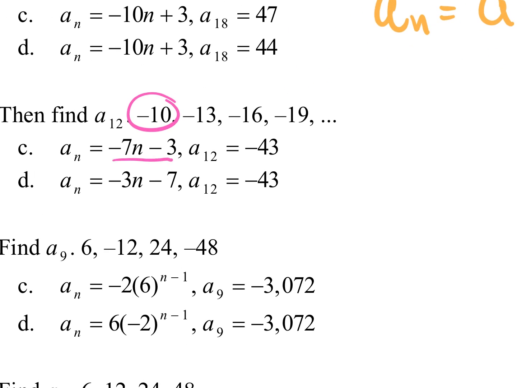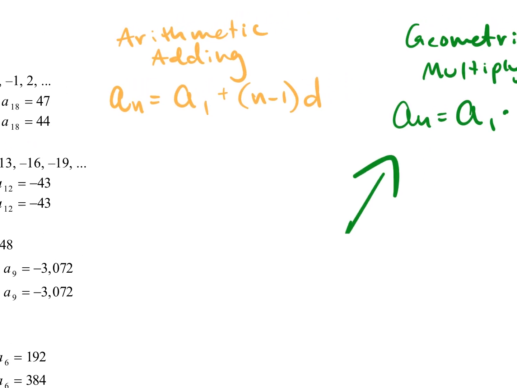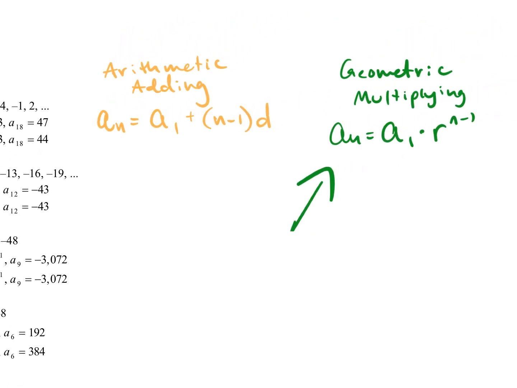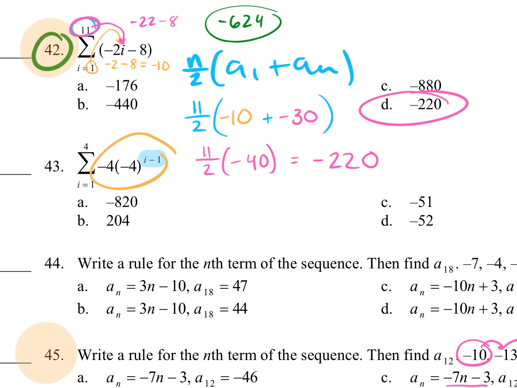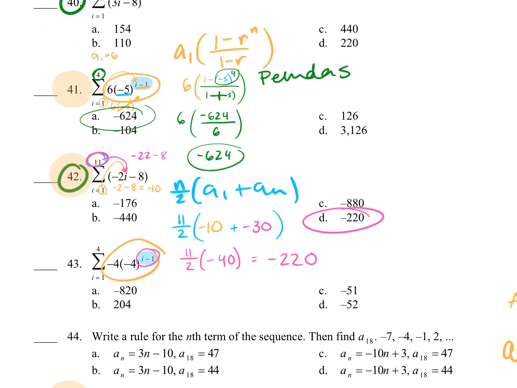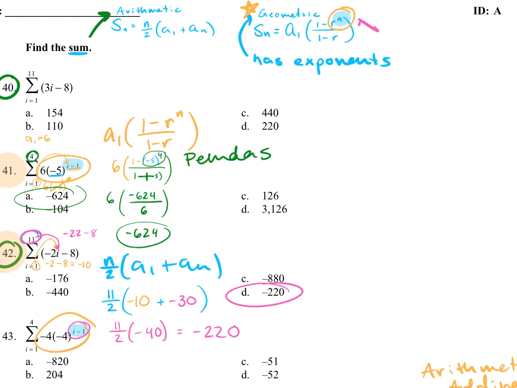Here, we have no exponents. It's just negative 7n minus 3. Look at all of the answer choices for this one. There are no exponents, so we're using the equation that does not have exponents. So that's how we know it's arithmetic. But we also know that it's arithmetic because we are adding to get from one number to the next. So arithmetic is adding. And for the ones on top of it, like 42, 43, same thing. If it has an exponent, it's going to be the one with an exponent, which is geometric.